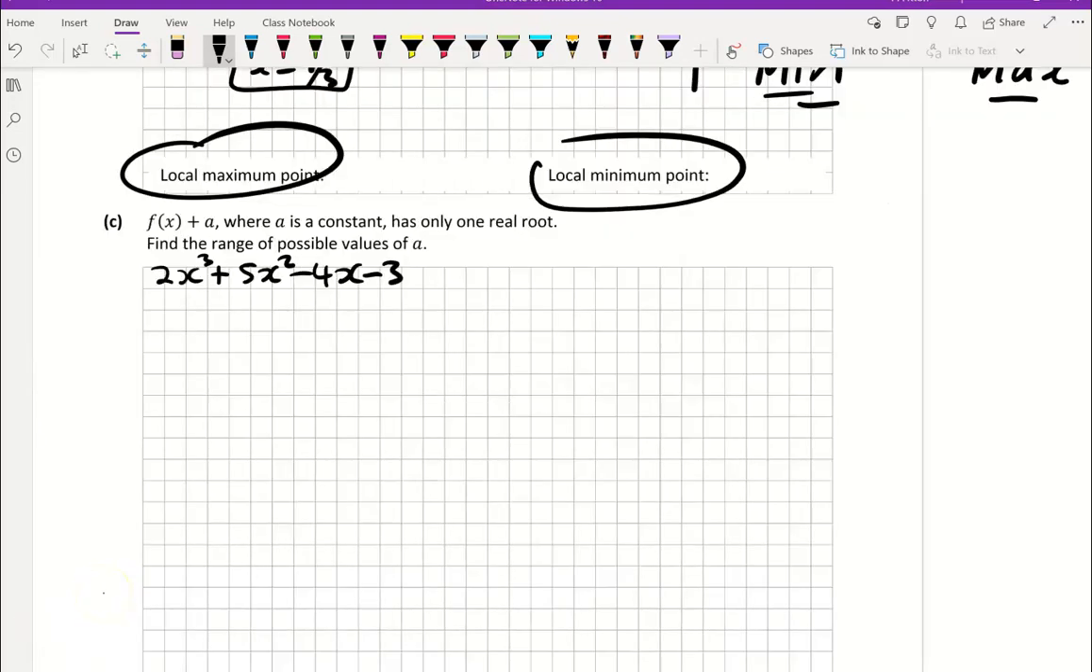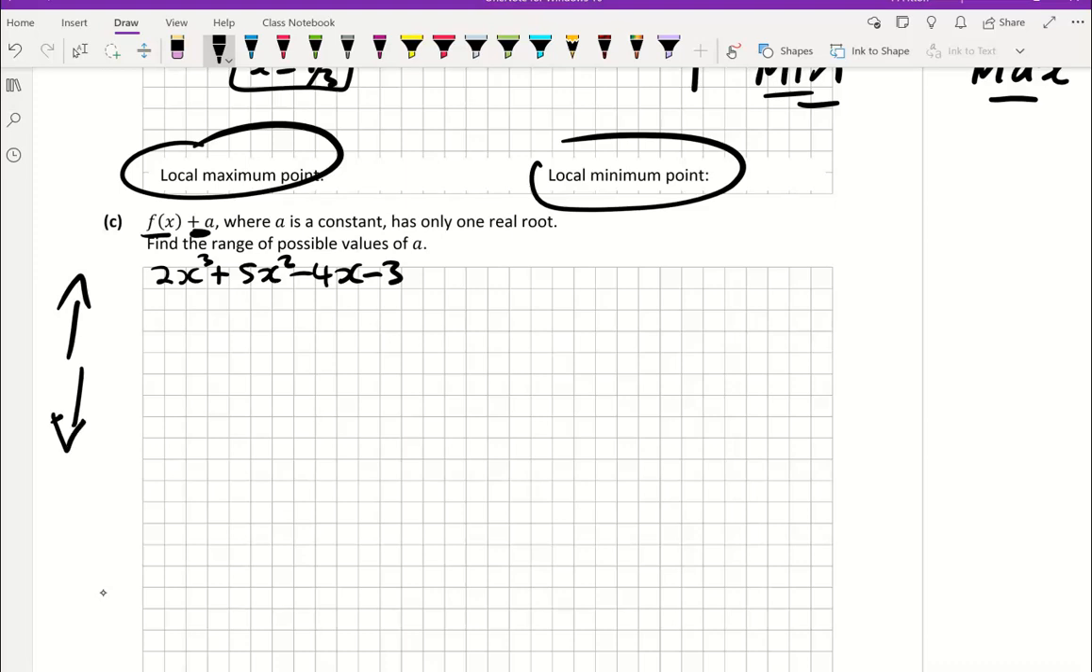So the last part of this is a little bit tricky. So f of x plus a, where a is a constant, has only one real root. Find the possible values of a. Okay, so if you have a function, what does adding or subtracting a number do? It just slides the function up or slides the function down.